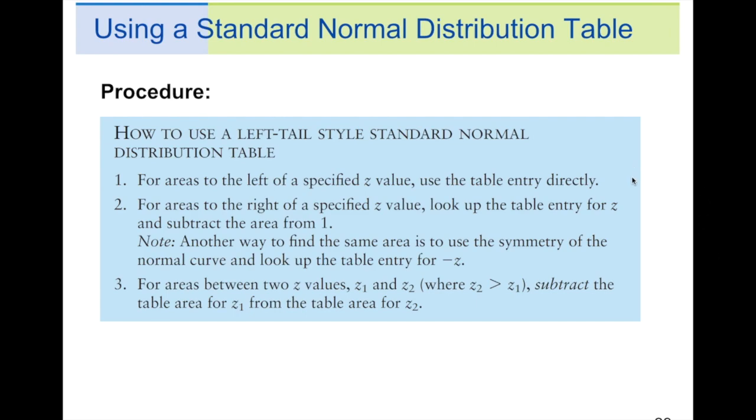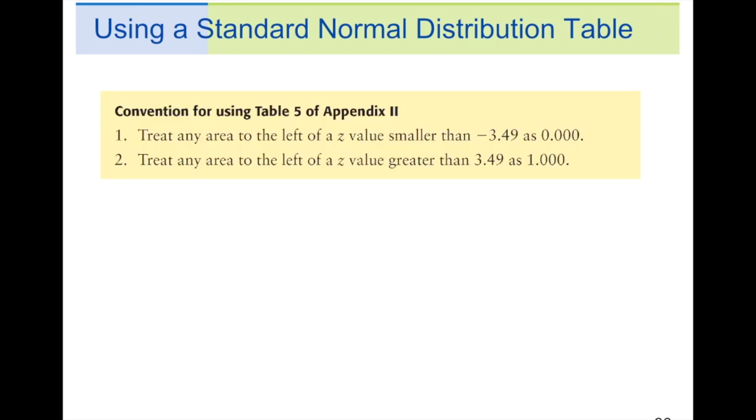So the first one, straightforward, just use the table. Second one, do 1 minus whatever the z-value is, if you're doing it to the right instead. But if you're doing between two values, you just do z2 minus z1. Convention for using Table 5 of Appendix 2. Treat any area to the left of a z value smaller than negative 3.49 as 0.000. Treat any area to the left of a z value greater than 3.49 as 1.000.